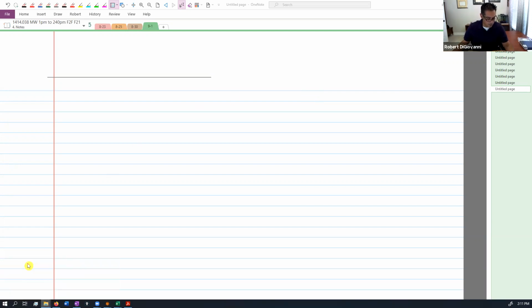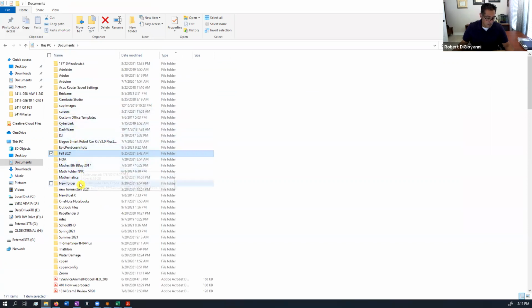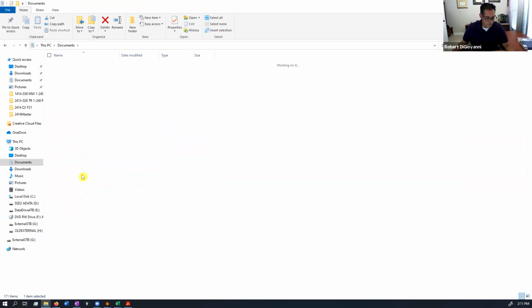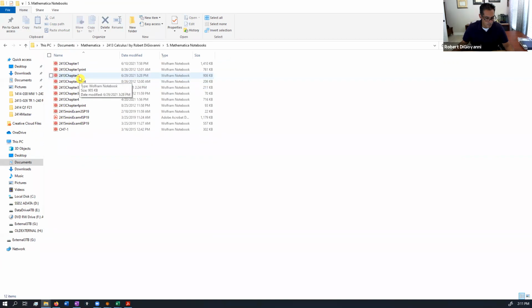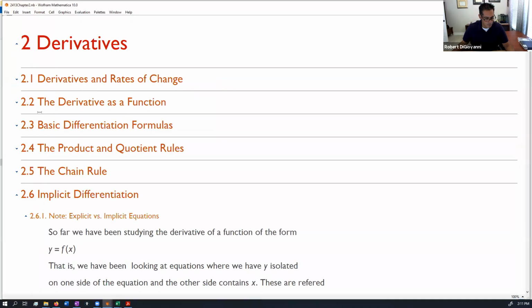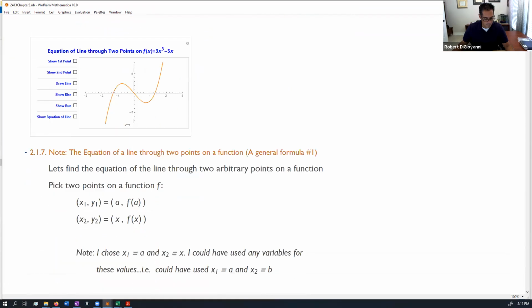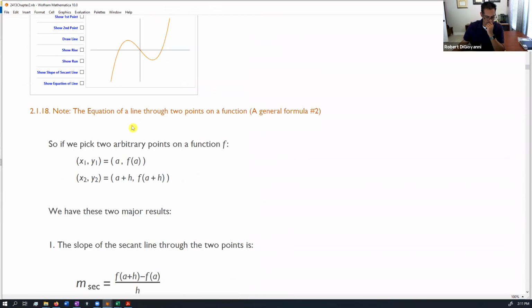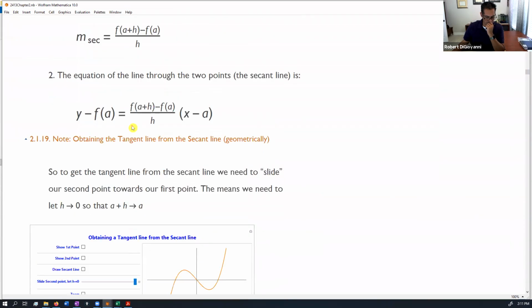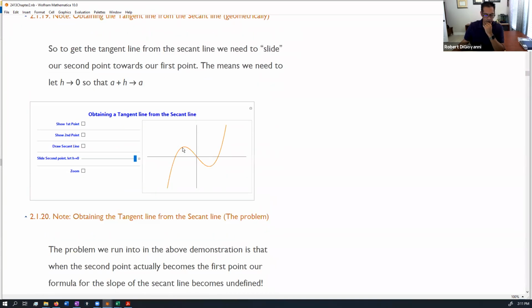So let me take a moment to bring my notes up here from calculus. My notes are a little bit different for calculus. Where the heck is it? Okay, here it is.